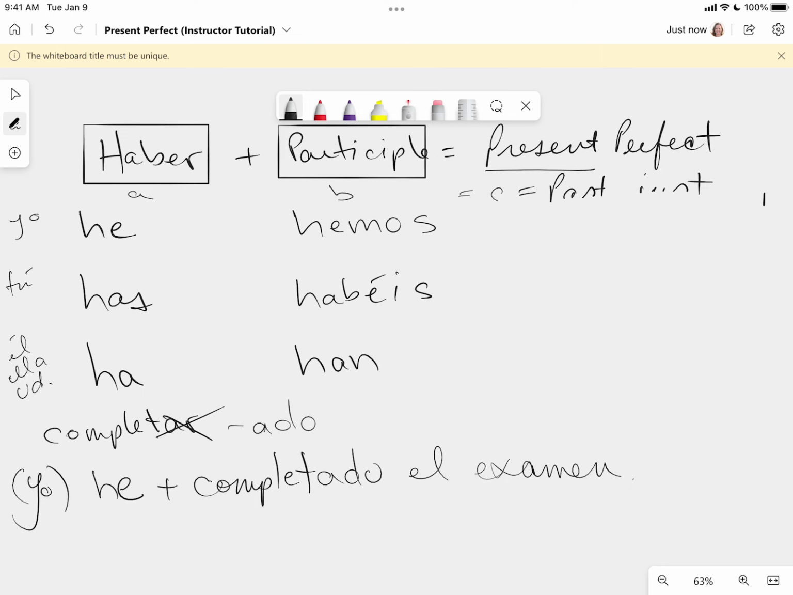Okay, so right now a little warning should go off in your head and you say, wait, but Profesora Sesterhen, you're a girl, so shouldn't it be completada? Now we're not talking about adjectives, we're talking about participles.